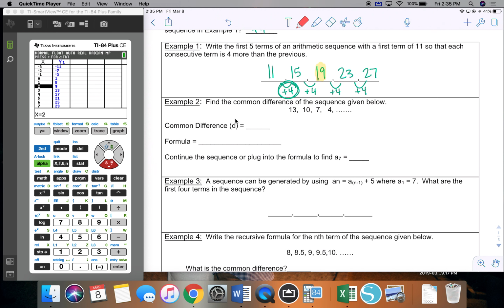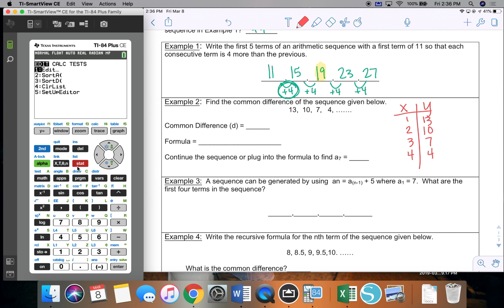So example 2, they want us to find the common difference in the sequence below. So you can try to figure this out yourself if you want. Or yesterday we made some columns and we said whatever is given to you is your y value, and then 13 is my first term, second term, third term, and fourth term. So what I can do is I can put this in stat edit. I will tell you today all the arithmetic sequences, because we know that they mean that there is a difference being added or subtracted. Those are going to be linear.